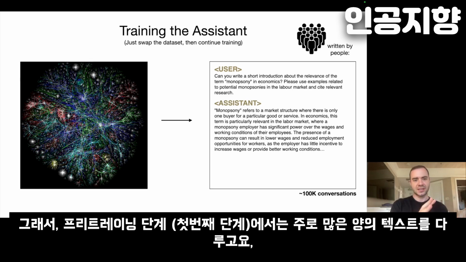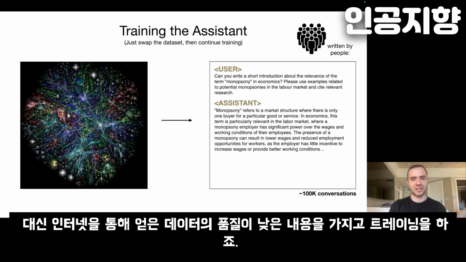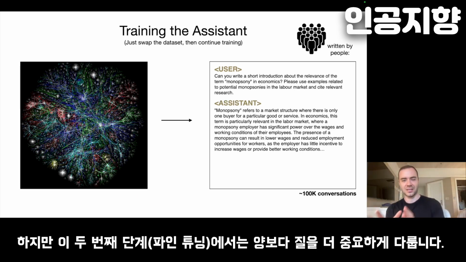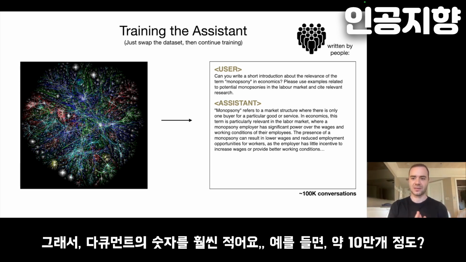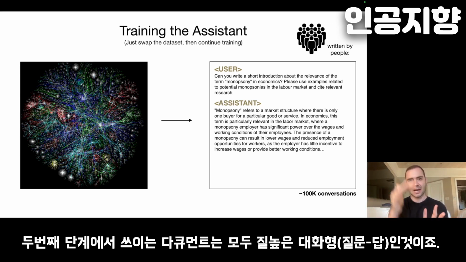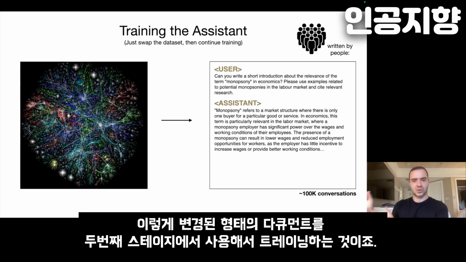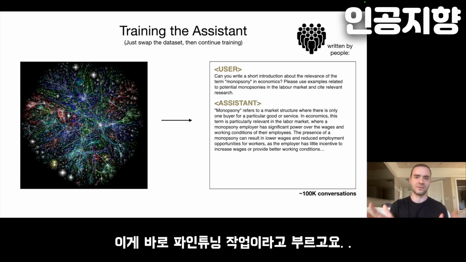Now, the pre-training stage is about a large quantity of text, but potentially low quality, because it just comes from the internet, and there's tens or hundreds of terabytes of it, and it's not all very high quality. But in this second stage, we prefer quality over quantity. So we may have many fewer documents, for example 100,000, but all of these documents are now conversations, and they should be very high quality conversations, and fundamentally people create them based on labeling instructions. So we swap out the data set now, and we train on these Q&A documents. This process is called fine-tuning.